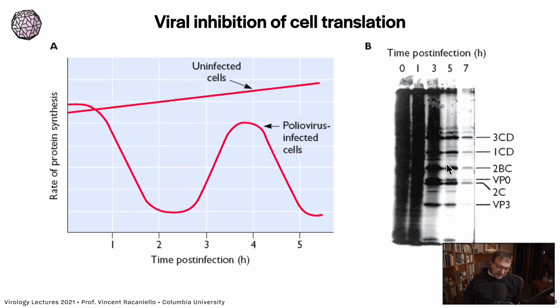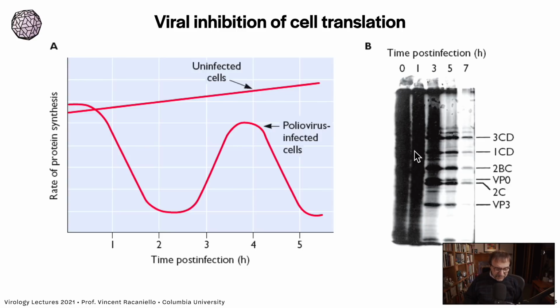On the right is a gel run by one of my students many years ago, where the same experiment was done, except at different times post-infection, S35 methionine was added to the medium. That's a radioactive methionine. You add it for 15 minutes, then scrape the cells off, extract them, and run them on a gel to separate the proteins. You can see time 0 is a big schmear, right? These are all cell proteins.